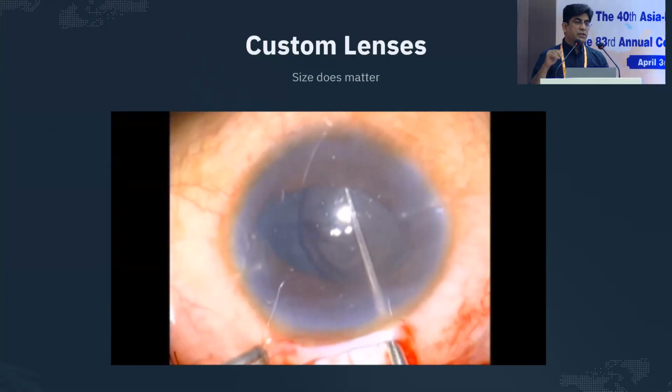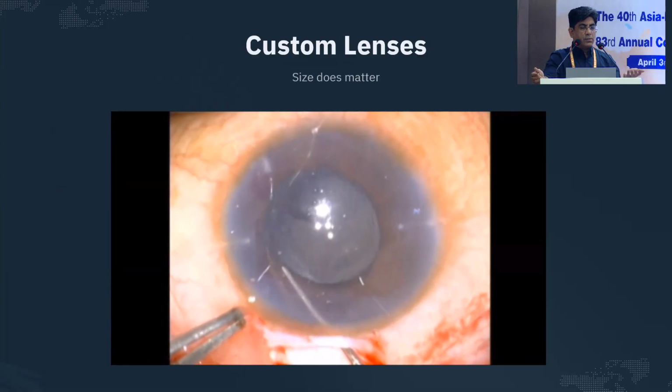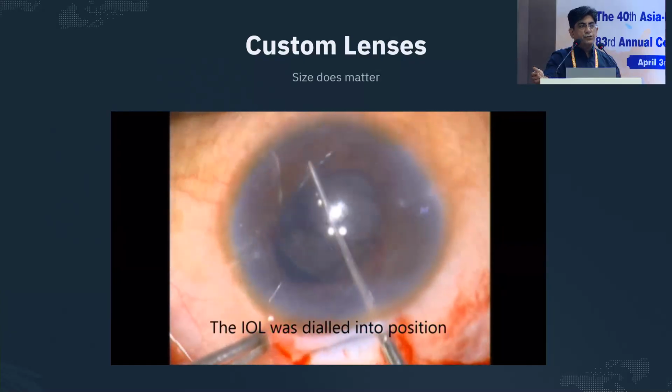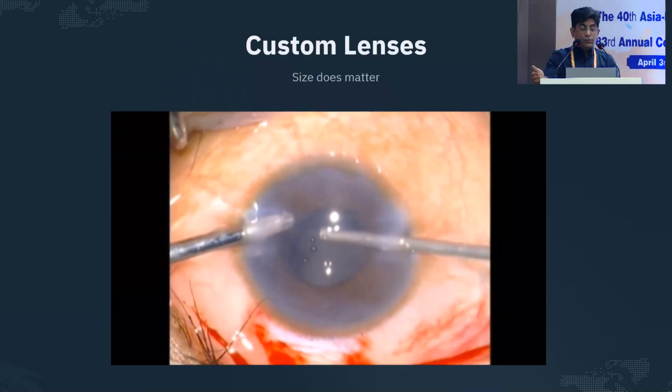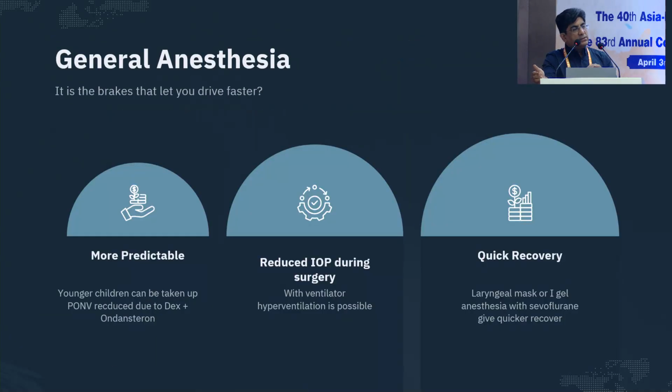So you can now customize the lenses in microcorneas and small corneas, where we earlier used to tell the patient that we won't be able to help them by putting a lens. We can still do something for them. And general anesthesia has become, and I think much of the success of pediatric ophthalmologists or pediatric cataract surgeons goes to general anesthesia, because now you can pick up very young children. Post-operative nausea, vomiting has gone down. You can get a good feel. You can reduce the IOP through good ventilation. Hyperventilation is possible. Newer drugs like sevoflurane or laryngeal mask anesthesia can give quick recovery and deeper plane of anesthesia.